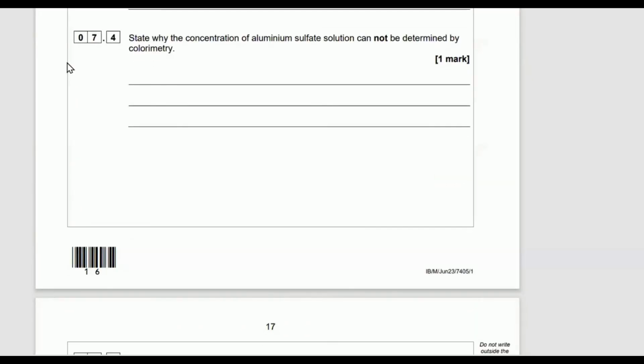Okay, 7.4. Let's have a little read. State why the concentration of aluminium sulfate solution cannot be determined by colorimetry. And it's because aluminium sulfate solution is colourless.